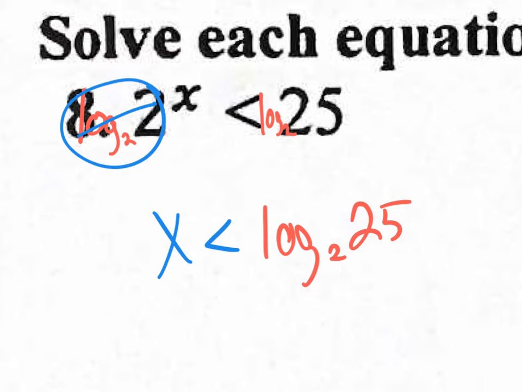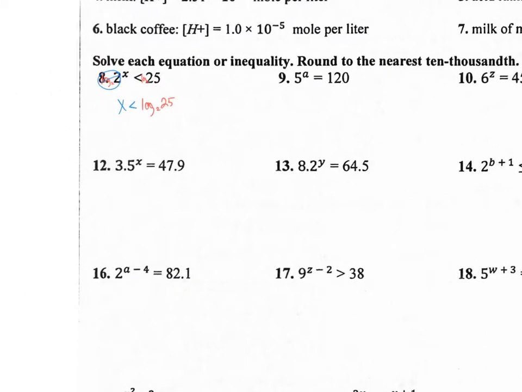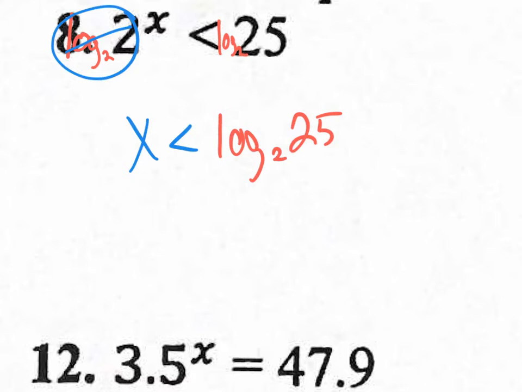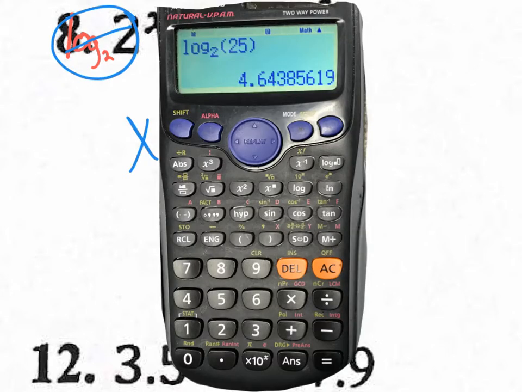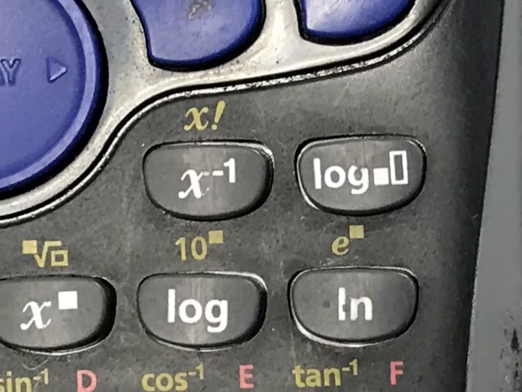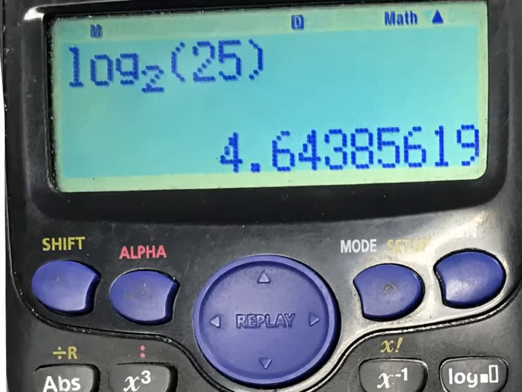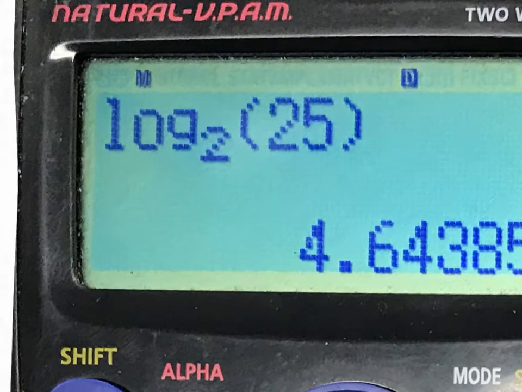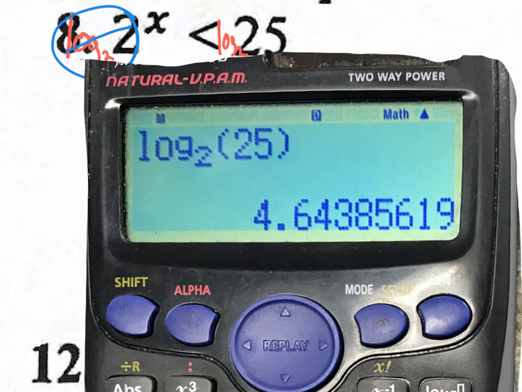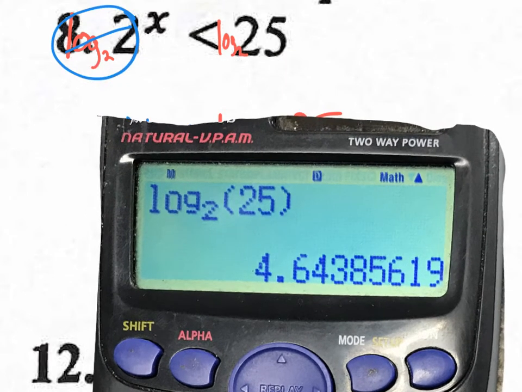However, the instructions say round to the nearest 10,000ths. Now, when I was in high school, it would be more work because I'd have to use the change of base formula to actually get it into my calculator because it only did common logs or natural logs. You guys have the Casio. Casio is beautiful because it has this button right here: log base blank of blank. If you hit that button, you should see the spots. You just type in the 2 right there, type in the 25, and there's your answer. Log base 2 of 25 is 4.64385619.